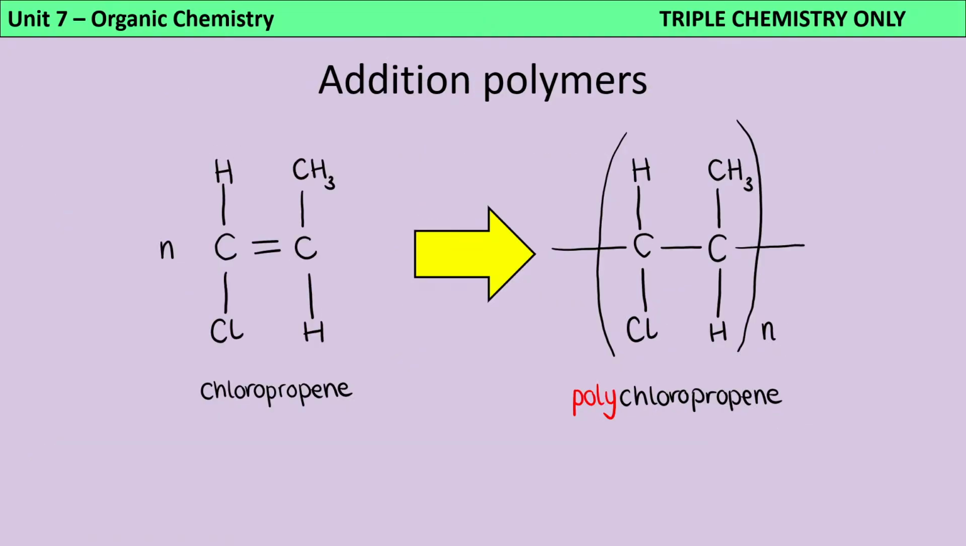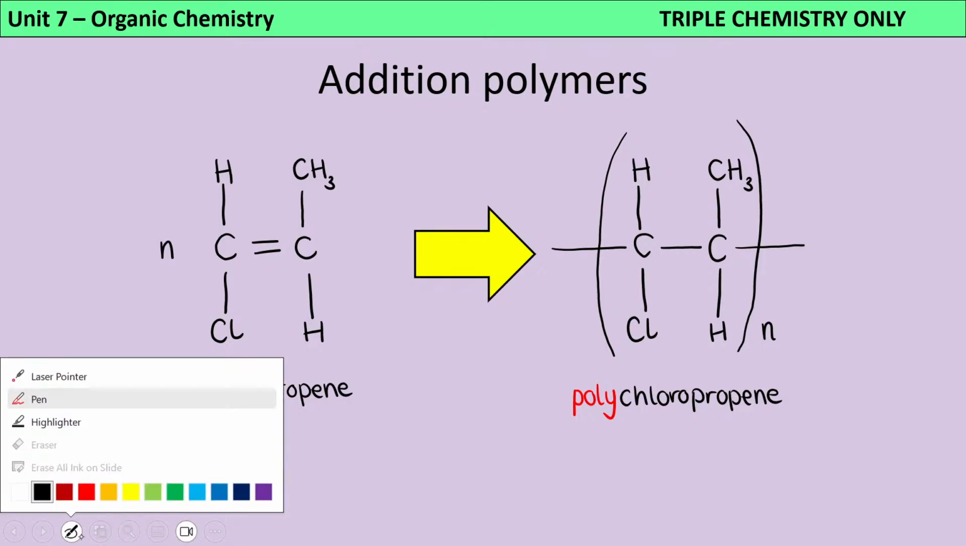So new stuff for Unit 7: addition polymers and condensation polymers. So an addition polymer is made from monomers that have a double bond in the middle. And that double bond is going to break, and that's going to allow each one of the carbon atoms to form a new bond. And so therefore it can bond to a monomer on either side, and we get our very, very long chain. Really important that you can recognise these diagrams and also you can draw them.